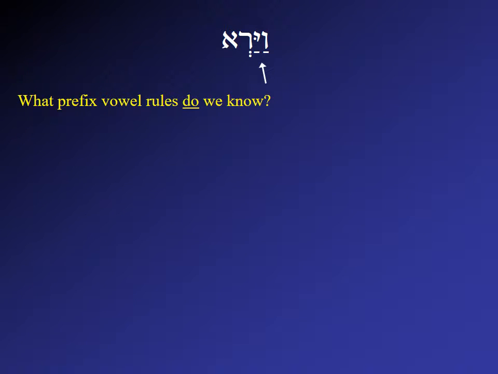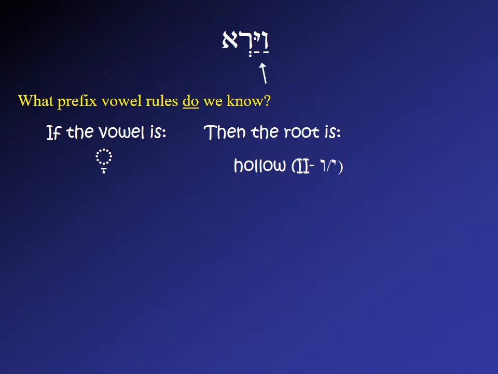So we do know some prefix vowel rules, and those are these. If the vowel under the prefix is a qamets, then we're looking at middle weak, a hollow root, which is to say second vav or second yod. That's one rule for identifying a missing root letter in the prefix form. The second rule is if that vowel under the prefix is a tzere, then we're looking at a first yod root, or we're looking at halach, which is our first hey that acts like a first yod.